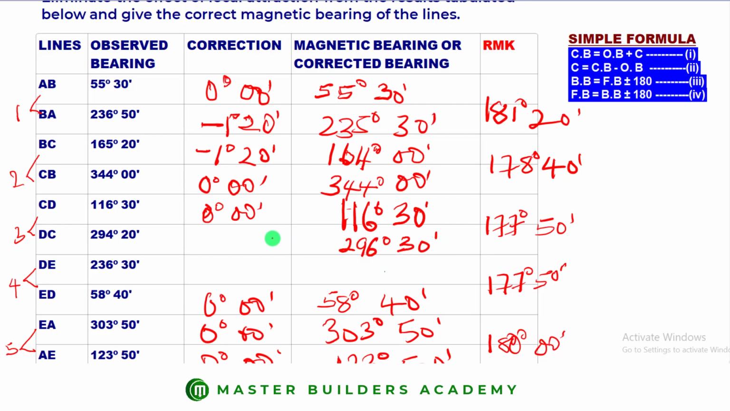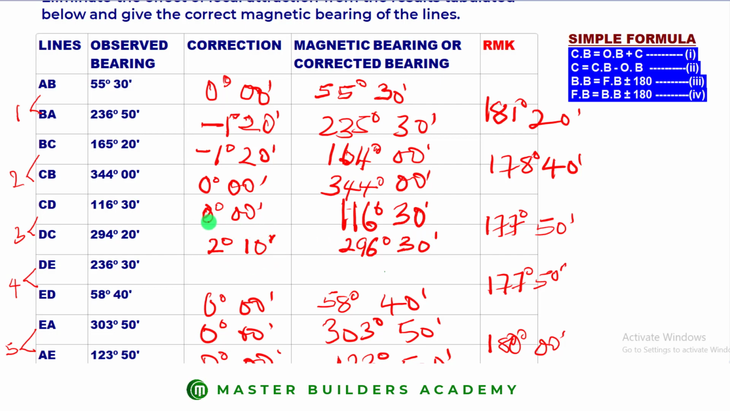So if you check carefully now, you will see that it is only the correction that is missing in line DC. And how do we find correction? Equation 2 will be of use. Correction is equal to corrected bearing minus observed bearing. Similarly, we are going to be subtracting 294 degrees 20 minutes from 296 degrees 30 minutes. And if we do that, this would have given us 2 degrees 10 minutes. Please use your calculator to confirm all of these values.